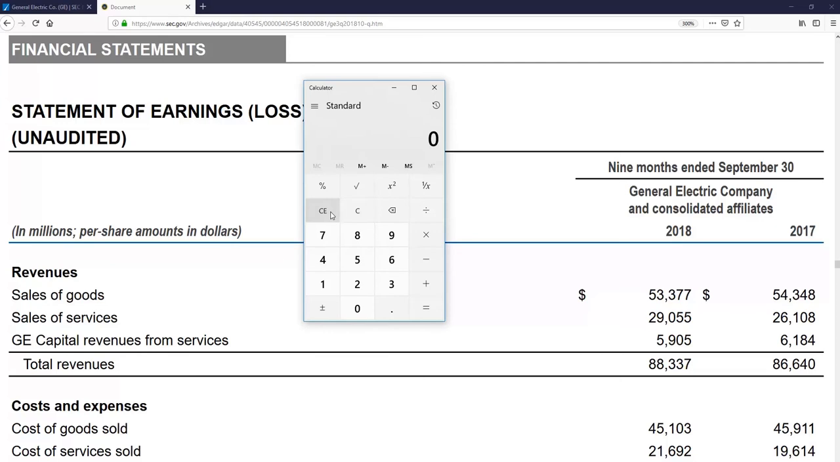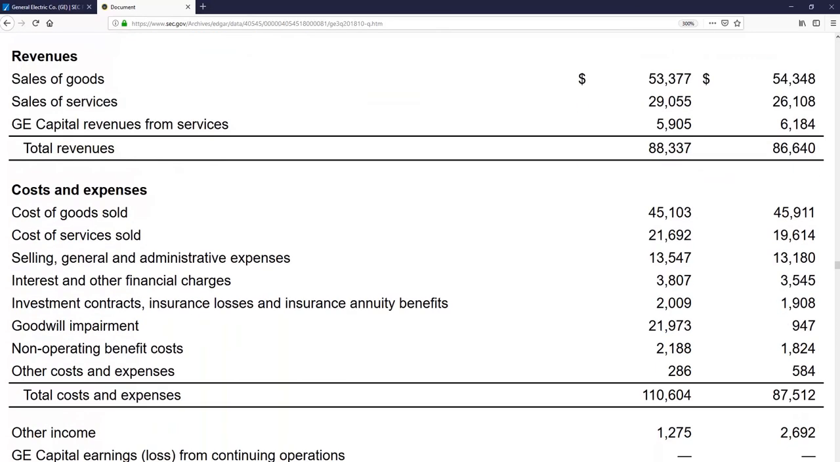So let's take a quick look at how this stuff goes. First things first, we're going to take a look at just this number. So GE Capital revenues from services, we're going to go ahead and include all this stuff, right? Interest and other financial charges, investment contracts, goodwill impairment. We're going to take this out, okay? This is more of a tax issue and not necessarily has anything to do with business. Non-operating benefit cost, yeah, we're definitely going to add that. It's going to be your health care, it's going to be your pension liabilities, things of that nature. Other costs and expenses, again, we're going to be conservative in our estimates, so we're going to include this even though we don't know what it is, because we don't want to not include enough.